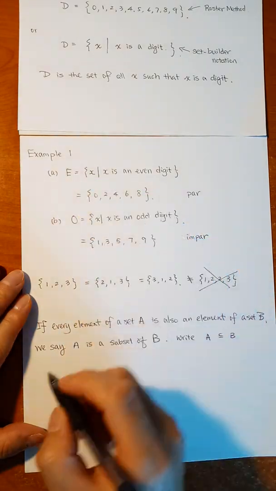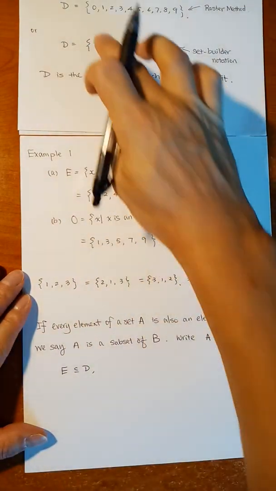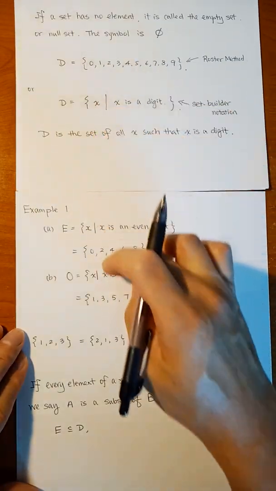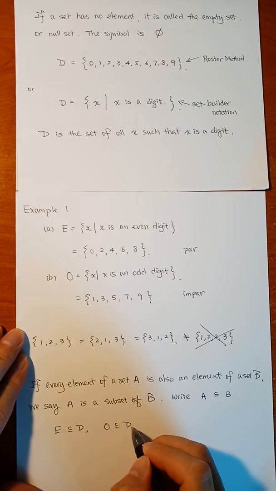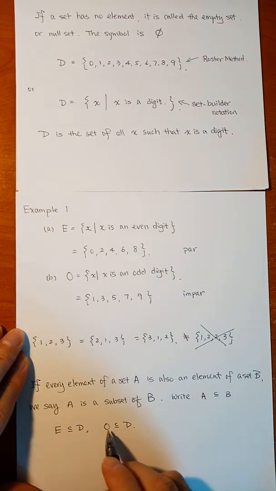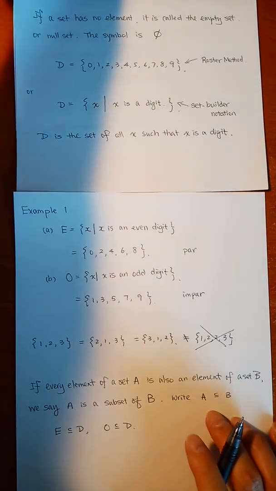So for example, here we see that E is a subset of D. We use those examples. E is a subset of D. O is also a subset of D. But E and O, they have no relation. They have no relation, okay?